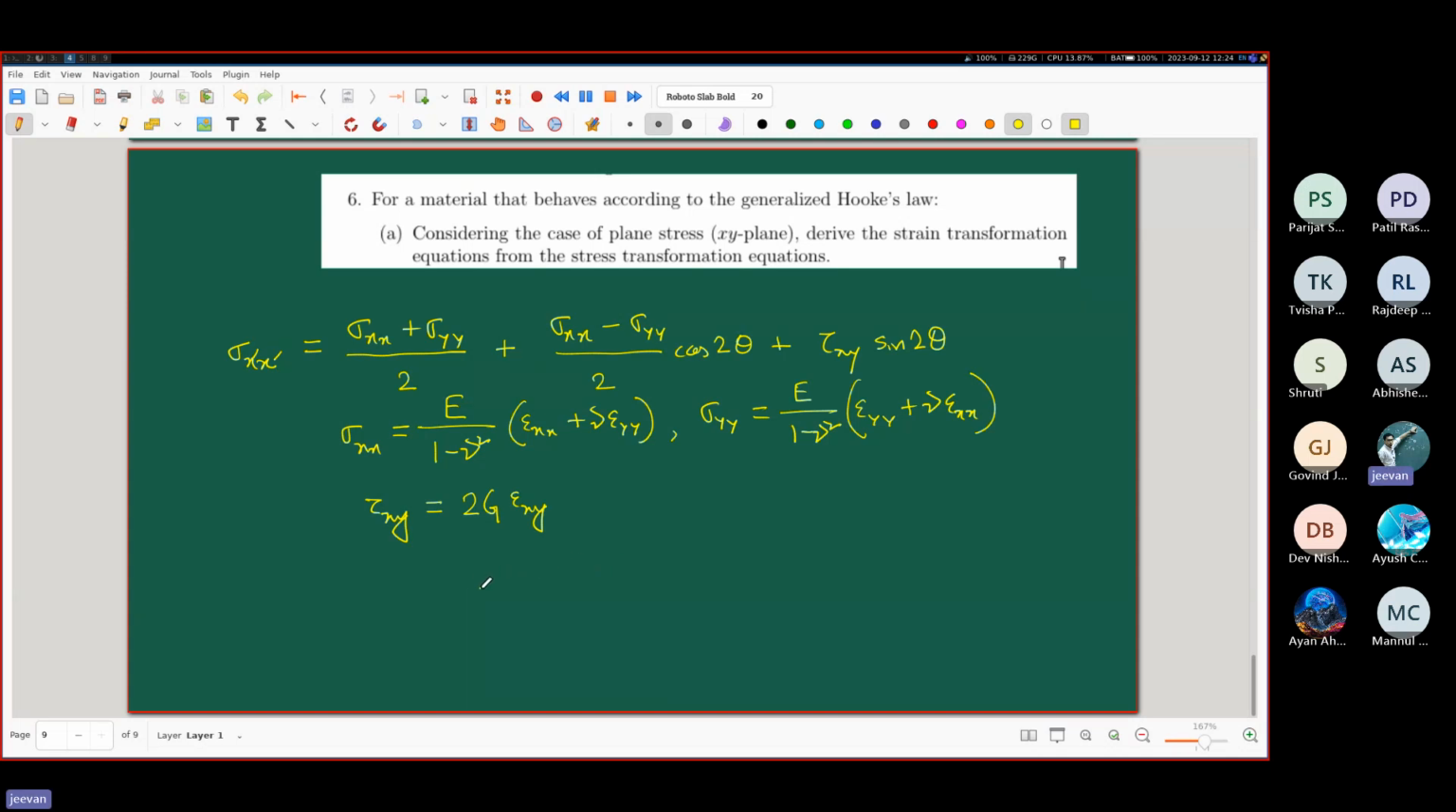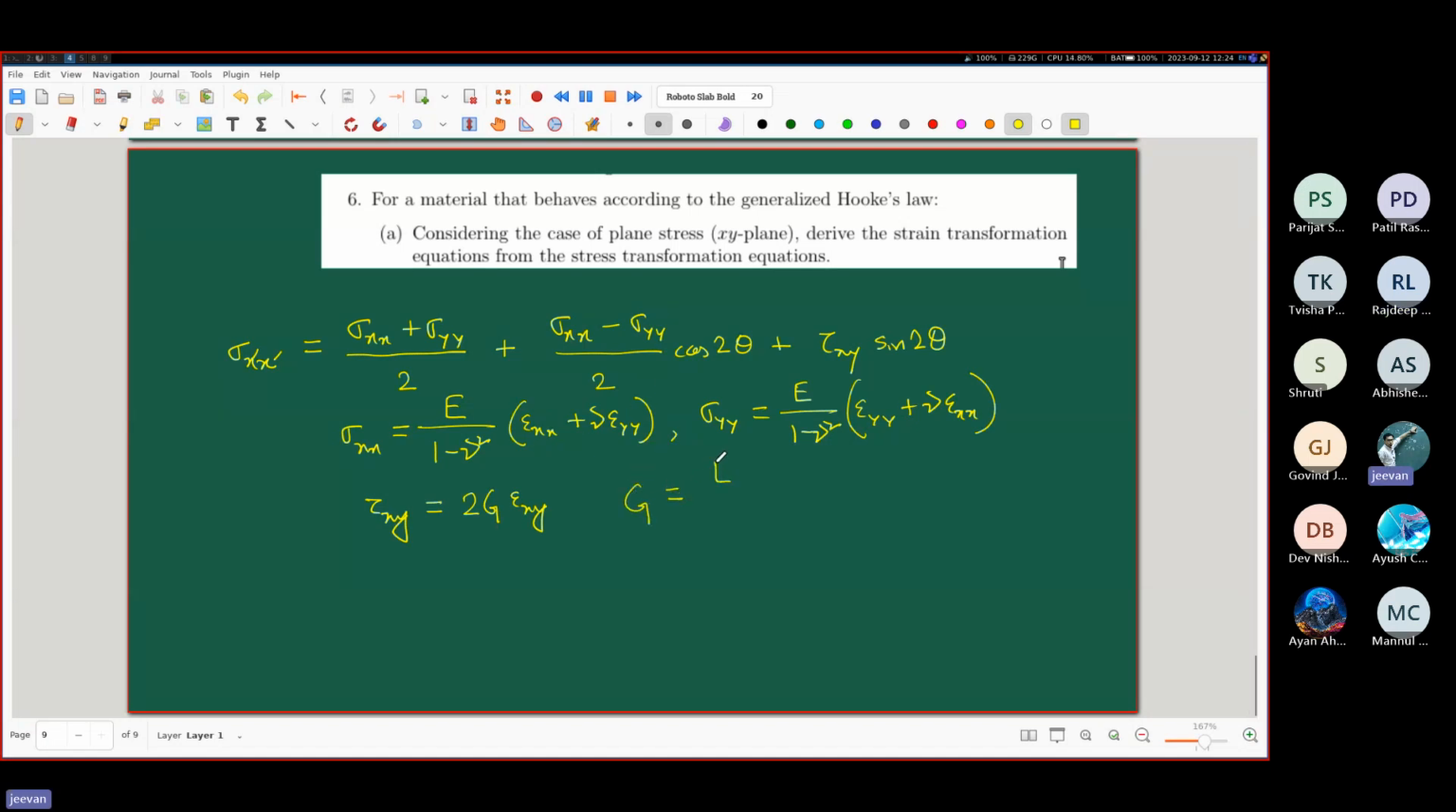Any question about this? Please think for a few seconds and ask me if you have any doubts. If what I said was not understandable to you, please let me know. There is a shear modulus term in the tau xy. So what to do for that one? This twice G, right? This shear modulus. So just use the relation.